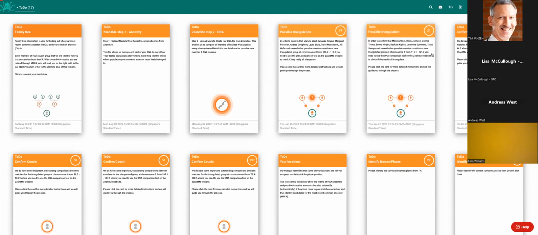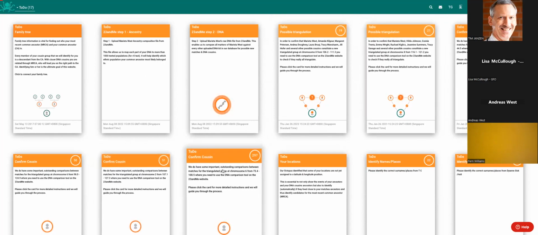Here over the right side, or even also here, we see there is a confirmed cousin card. A confirmed cousin card means that I already have a DNA triangulated group here. In this case, chromosome 6 from 73 to 100, which is exactly the group that we're going to look up in a short while.